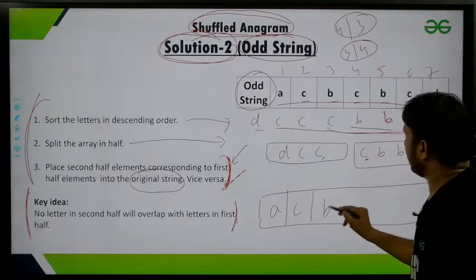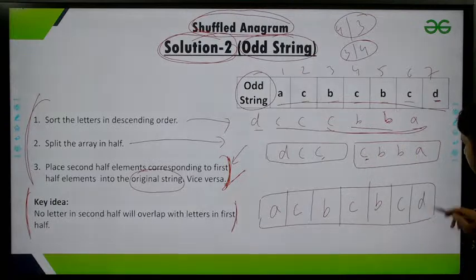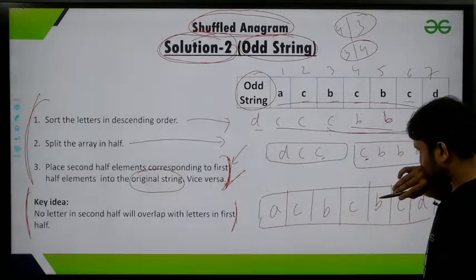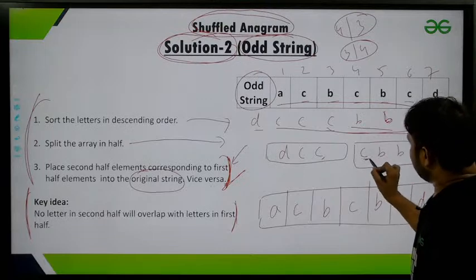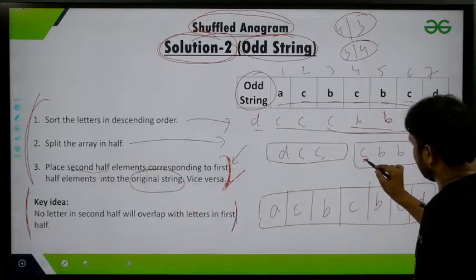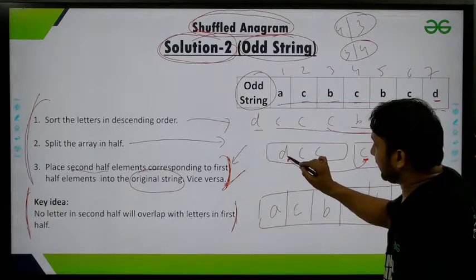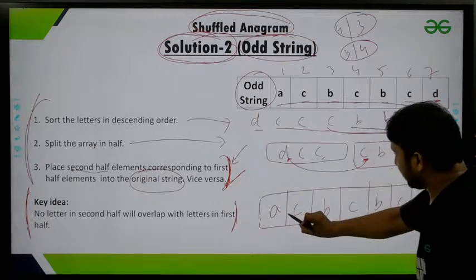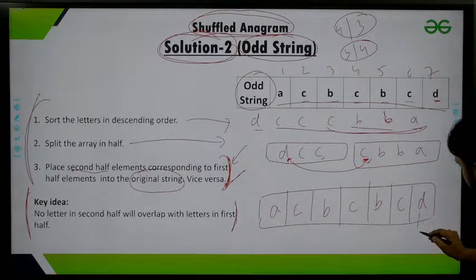I am just simply copying all the elements of the original string. Okay, done. Now see what this step is saying. Simple. Take one element from the second half, compare, find out its corresponding element in the first half, and whatever is the corresponding element, check out this element in the original string and put this C below that.